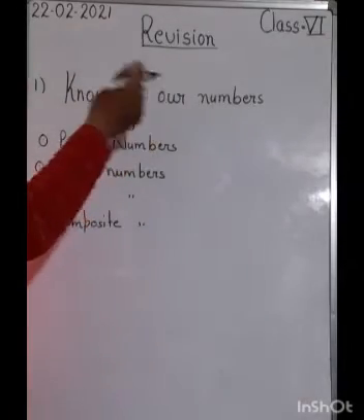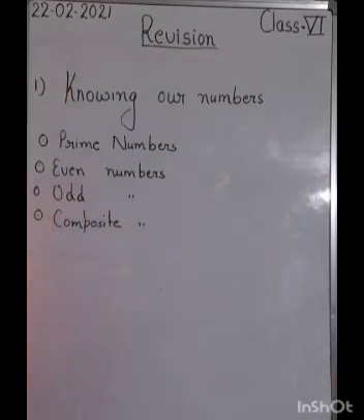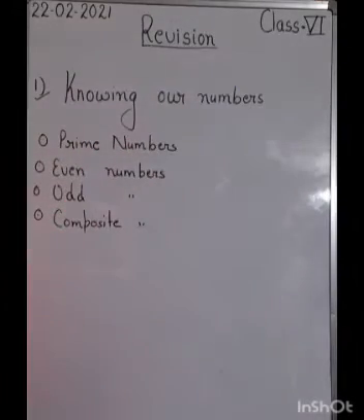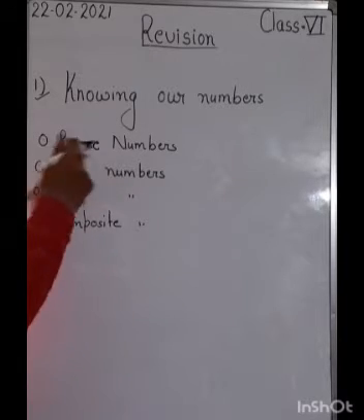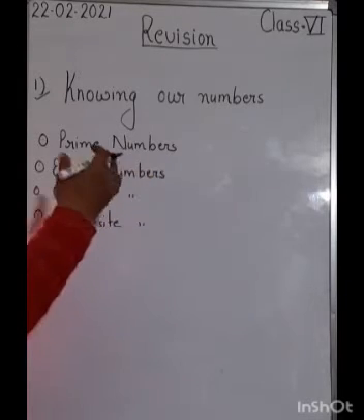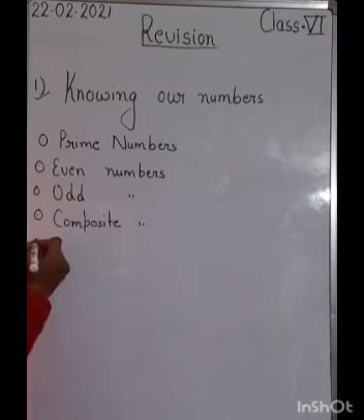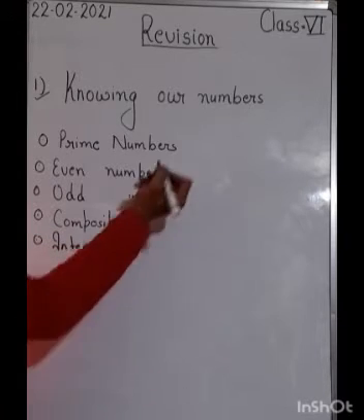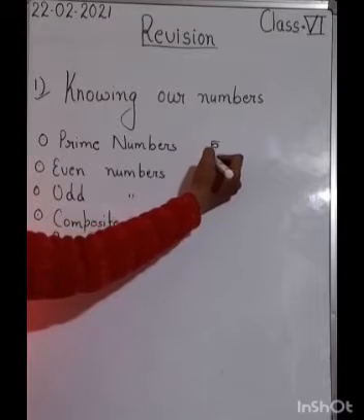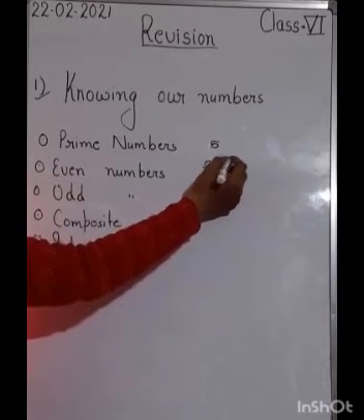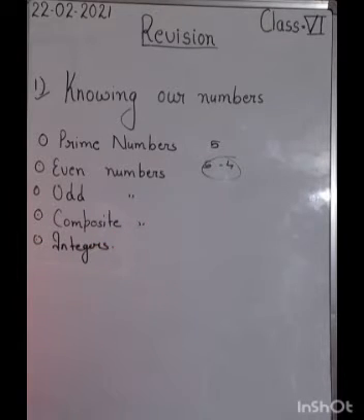Class 6th, today we are going to do a quick revision of your whole syllabus, and the first chapter in your syllabus is Knowing Our Numbers. In this chapter I am going to ask you the basic things of mathematics, that is, what are a prime number, even number, odd number, composite number, and what are integers, whole numbers, and so on. Okay, and I can ask you what is the greatest 5-digit number, or subtract the greatest 5-digit number from the smallest 4-digit number. Like these types of questions I can ask, okay.